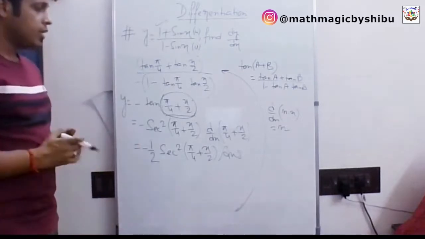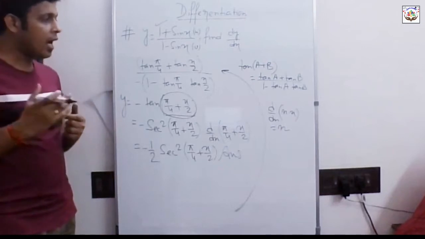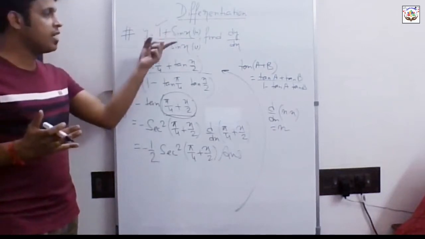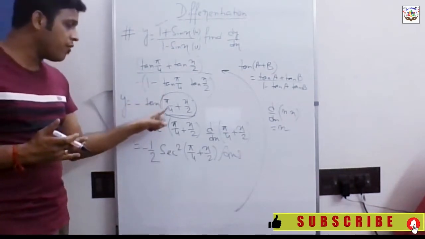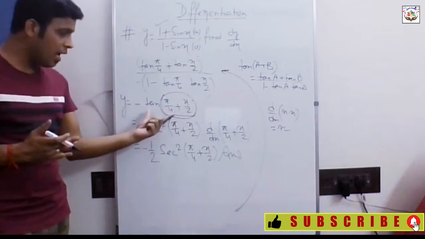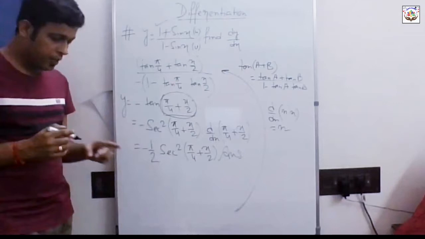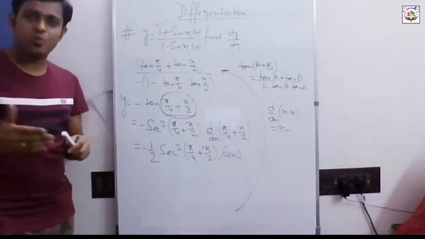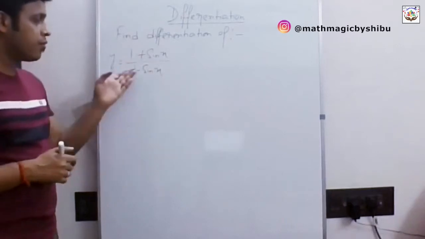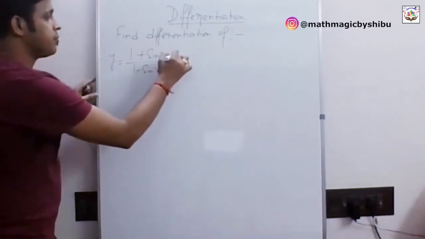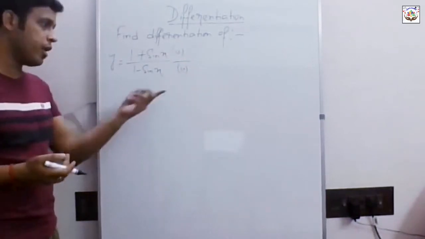Okay, just go step by step and see what I have done in each step and how I have converted 1 plus sin x divided by 1 minus sin x into minus tan pi by 4 plus x by 2. Then I have just differentiated it and we have got the answer. Okay, now we will move on to the next problem. Now we will be solving the previous problem in terms of u by v, like assuming the numerator as u and the denominator as v.